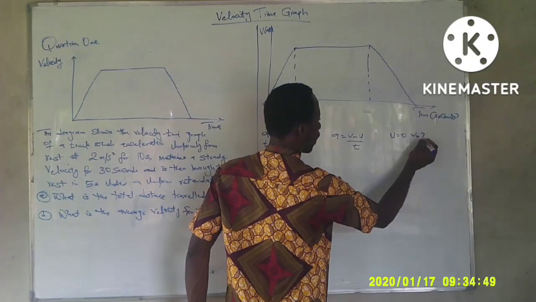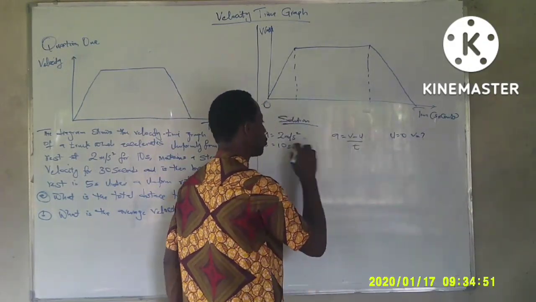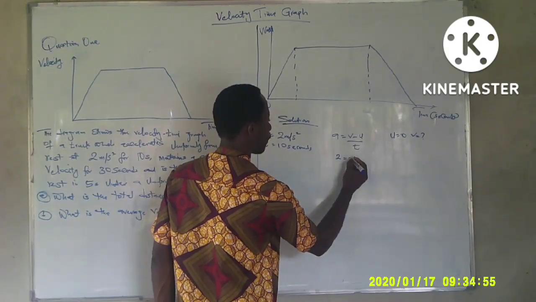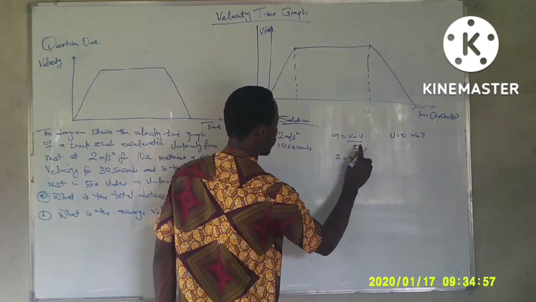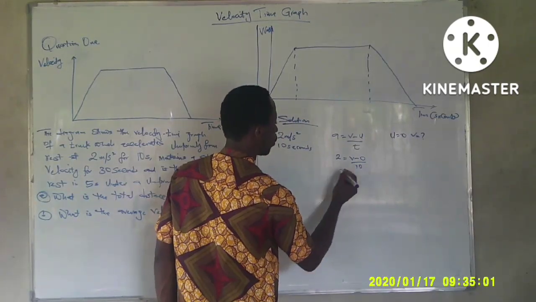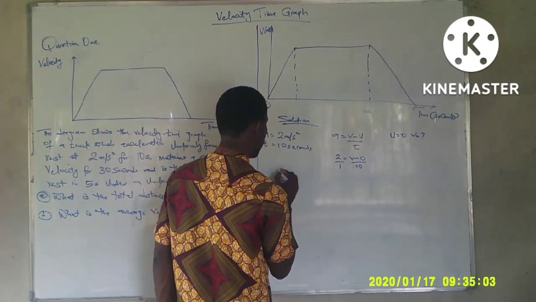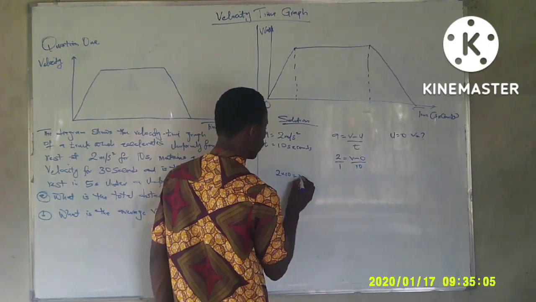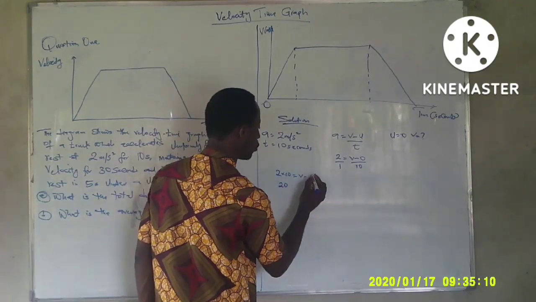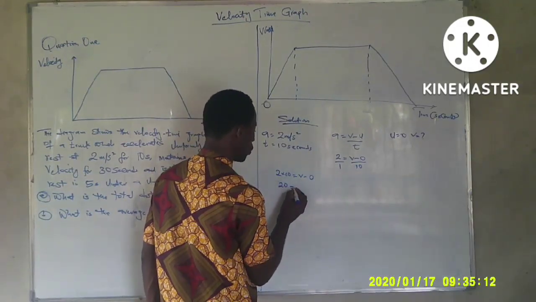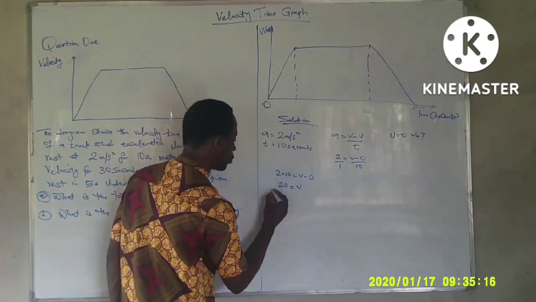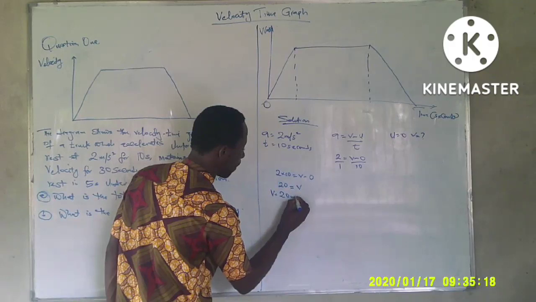So v is what we actually don't know here. Let's substitute all the values. So 2 is equal to v minus 0 all over t, which is 10 seconds. So we cross multiply over 1. We have 2 times 10 is equal to v minus 0. 2 times 10 is 20. v minus 0, 0 has no impact, so v is equal to 20 meters per second.